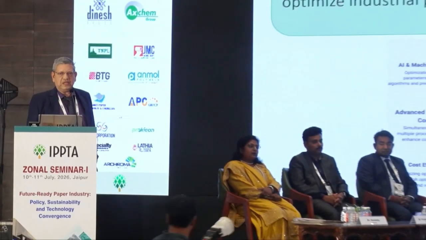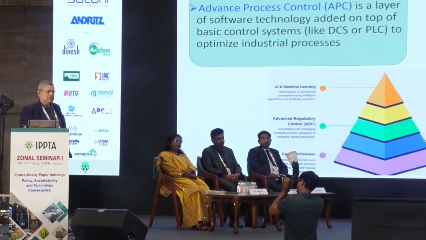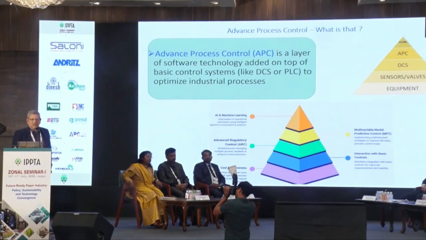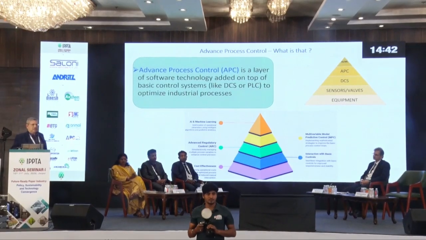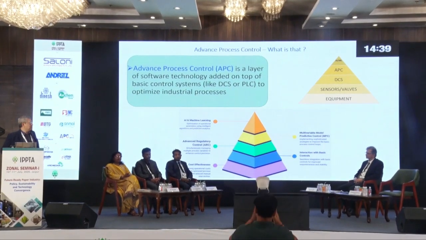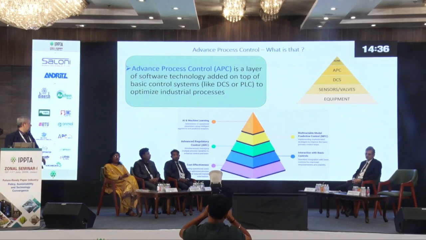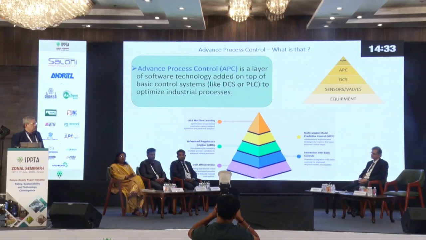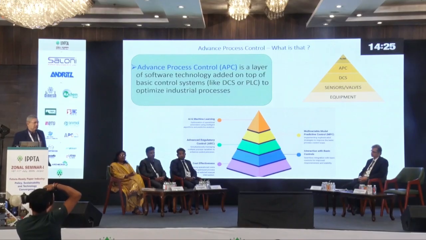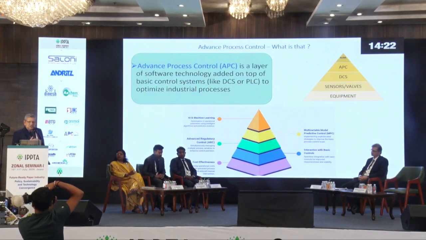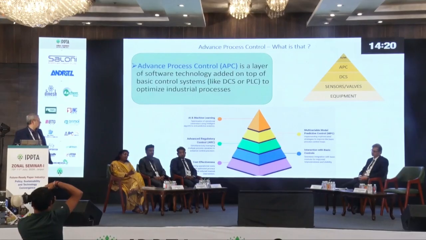So advanced process control is nothing new for some of you. Maybe some people may be needing this. It is used globally in many other mills. Basically we have a hierarchy, as you see here. You have equipment, sensor, you have the DCS, then APC, then artificial intelligence or machine learning. That's how the hierarchy goes, and the controls go synonymously, as you see there.